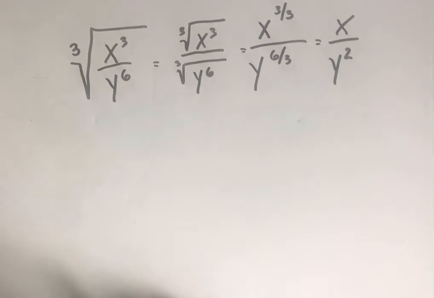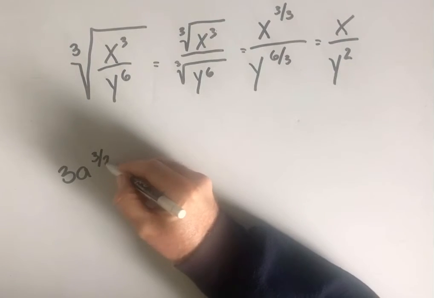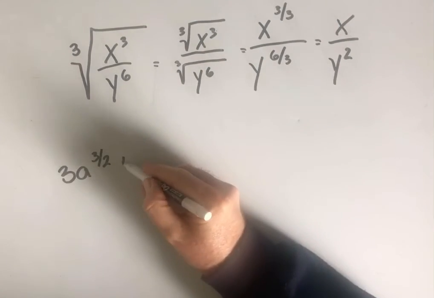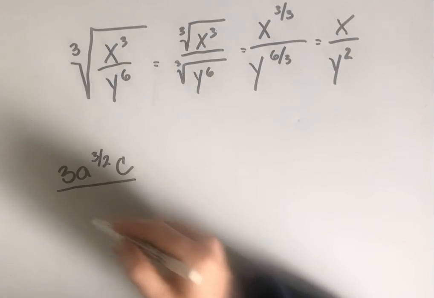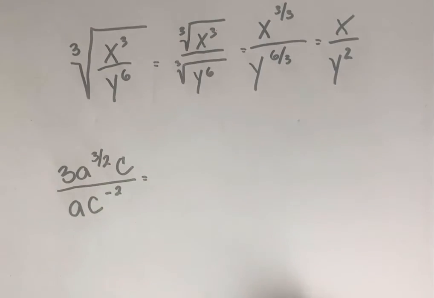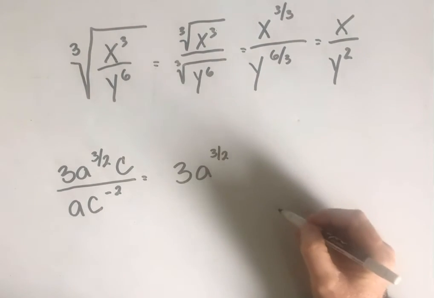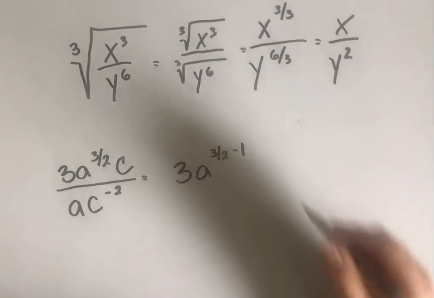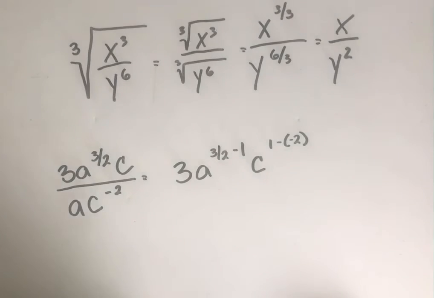All right. Next, we have 3a to the 3/2 power c, and I'm going to divide that by a c to the -2. So we can treat that as 3a to the 3/2 minus 1, c to the 1 minus -2. Okay? So now we simplify that.